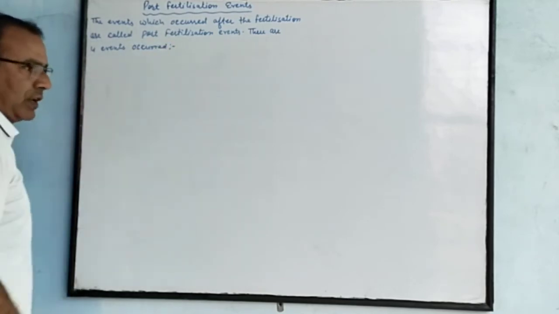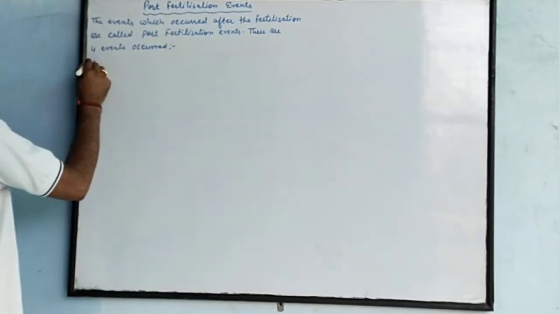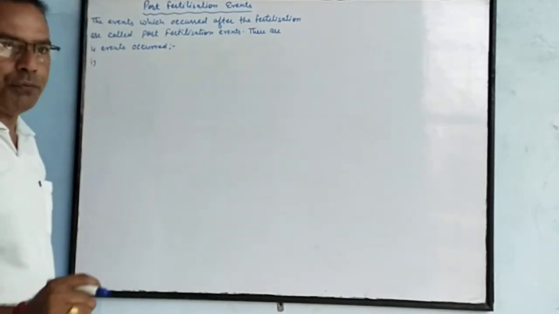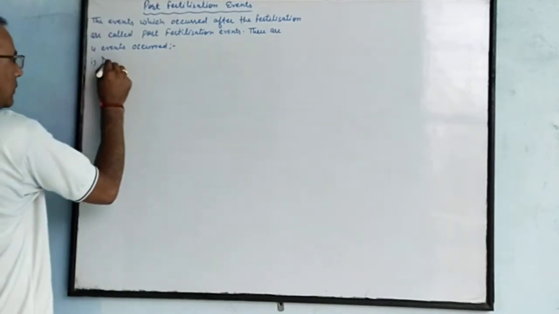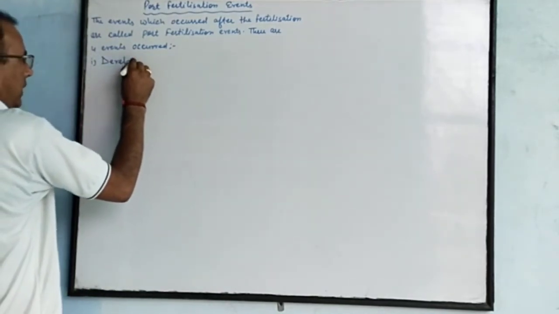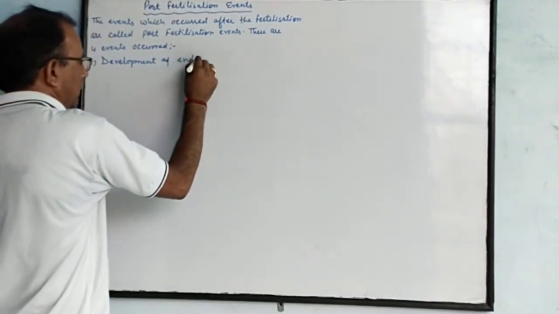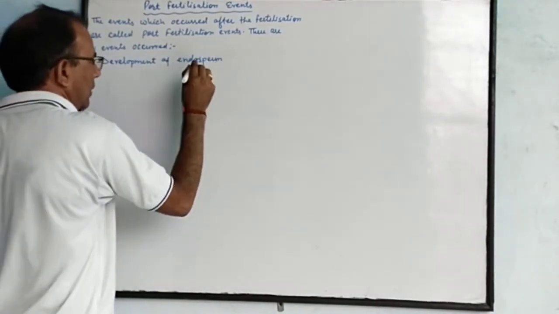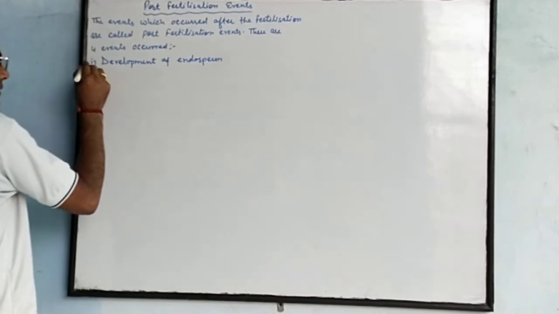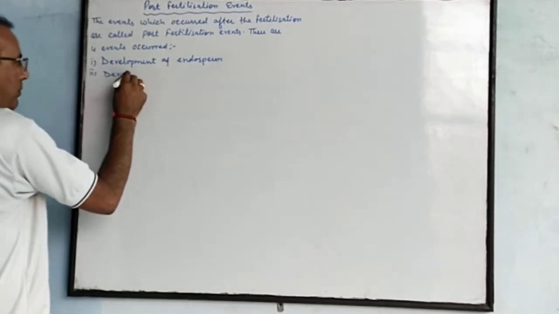इसमें 4 इवेंट्स होते हैं. कौन कौन से? फर्स्ट वन इज डेवलपमेंट ऑफ एंडोस्पर्म. Second one is development of embryo.